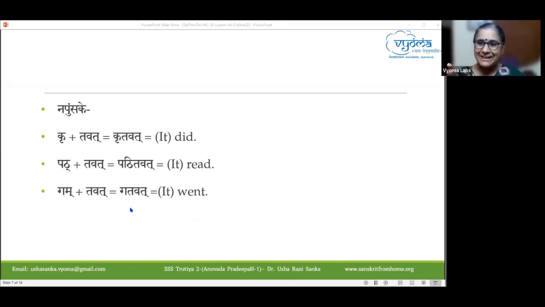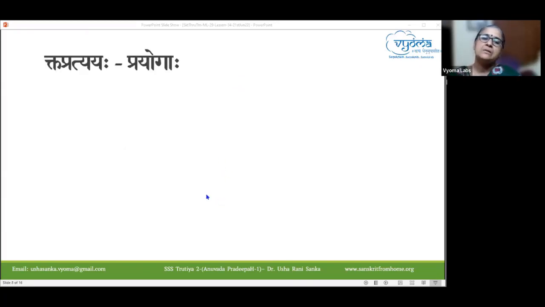It will be becoming like gatavati. Then, is it like ekavachana of the strilinga? We'll be a little confused about how to go about it. But please don't fall into that pit. It's going to be gatavat, gatavati, gatavanti. Please check with the vachana. If it's a dvivachana, it's bound to be napumsakalinga only. Now let us see some prayogas of kta pratyaya.